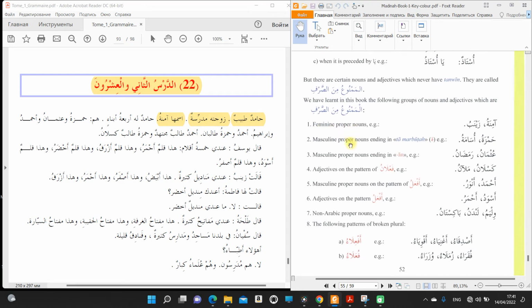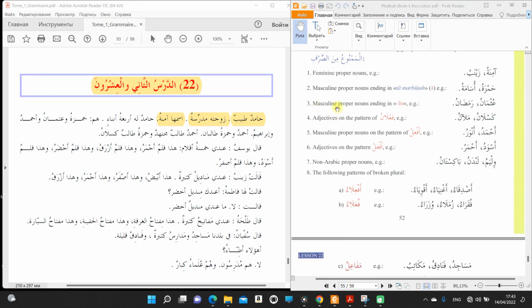And therefore, proper nouns that are masculine but have this feminine ta marbuta at the end also don't take it. That's how it is. The third group is masculine proper nouns ending in an.